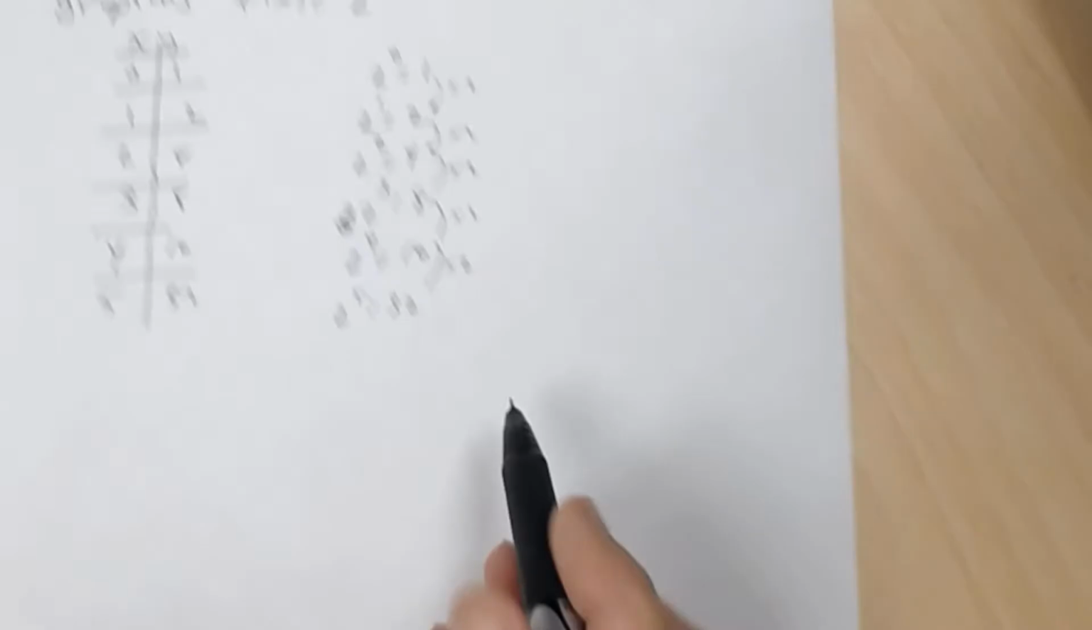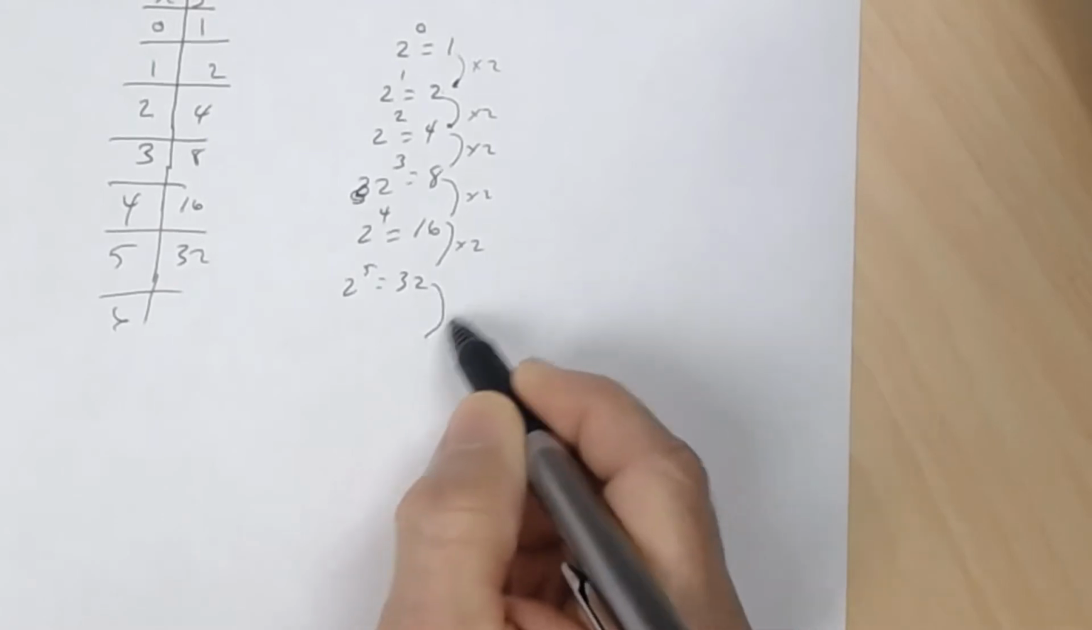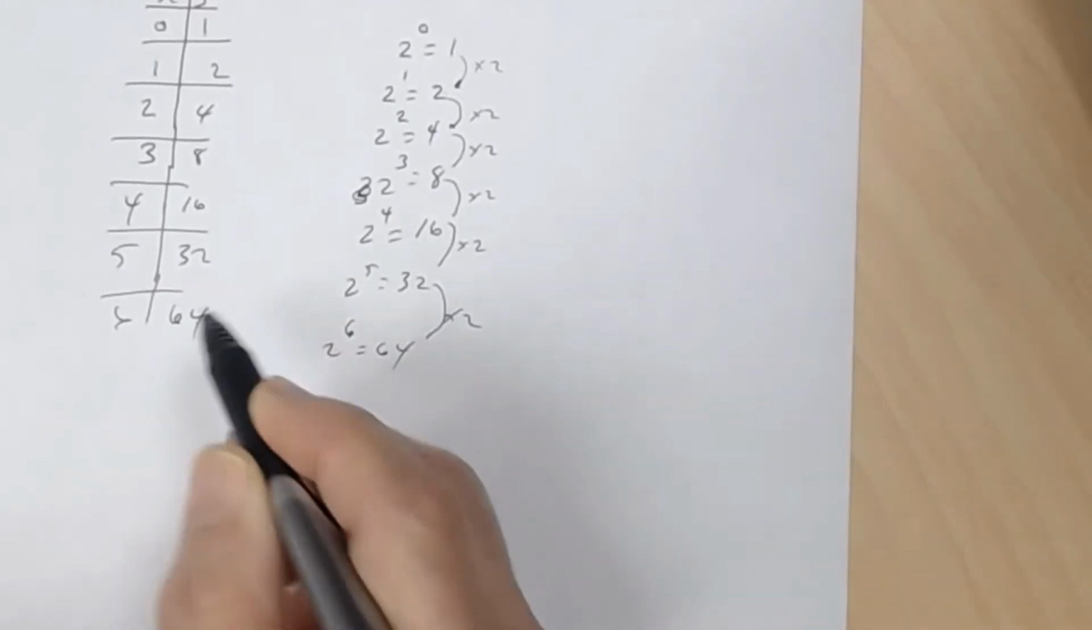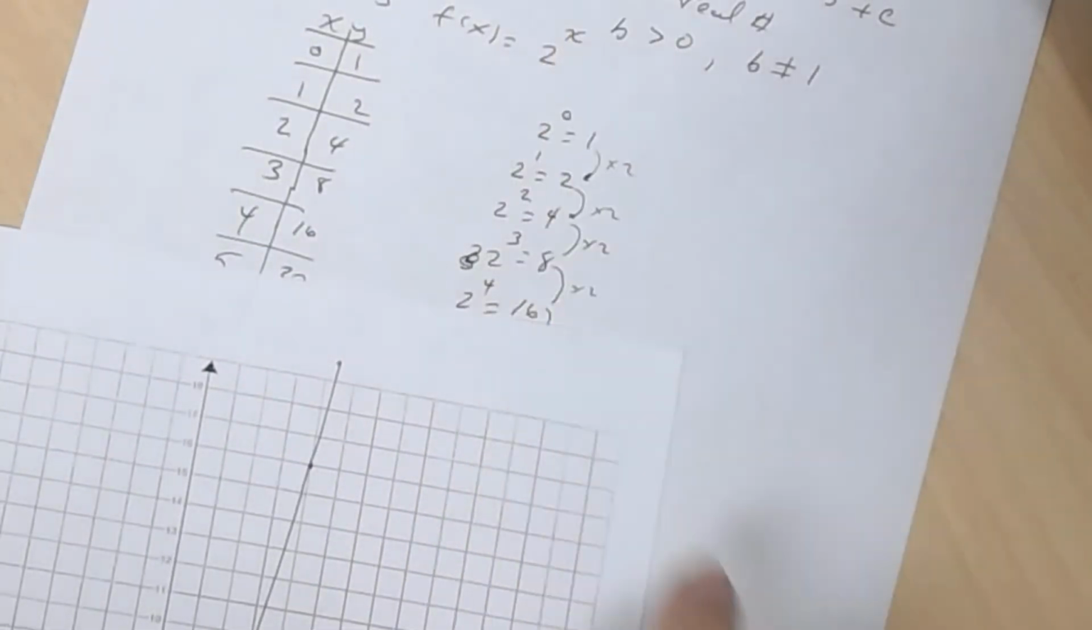But anyway, if x is, let's say, 6, what do you think it will be without having to do this? You just say times 2, right? So 2 to the 6 would be 64. So you see it keeps getting steeper and steeper and steeper and steeper.